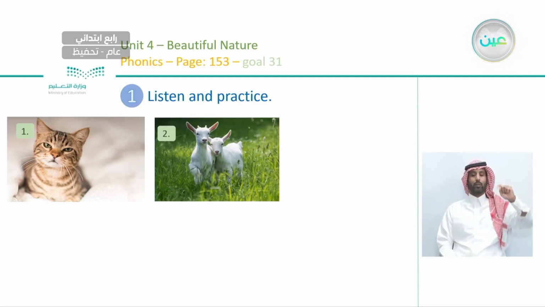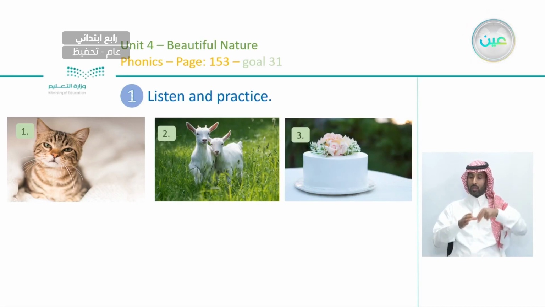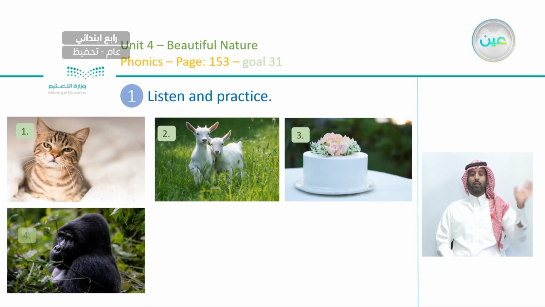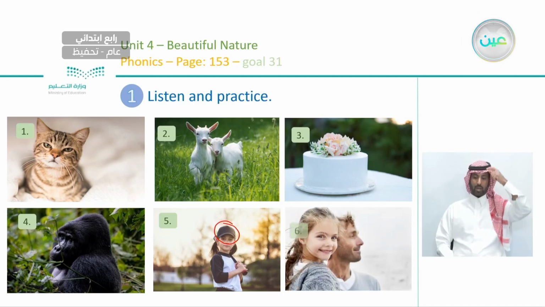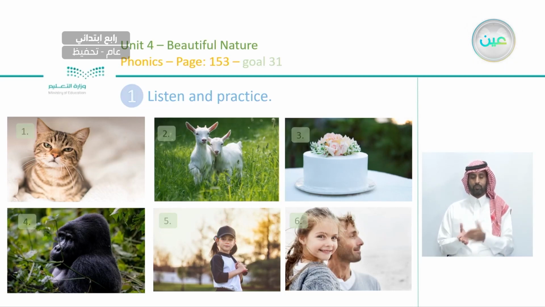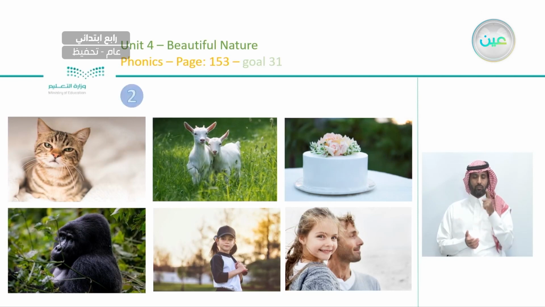Goat. Excellent. 3, what is this? Yes, this is a cake. Cake. Number 4, gorilla. Gorilla. Excellent. Number 5, what is this? Yes, this is a cap. Excellent. Cap. Okay. And who is this? This is a girl. Girl. Excellent.